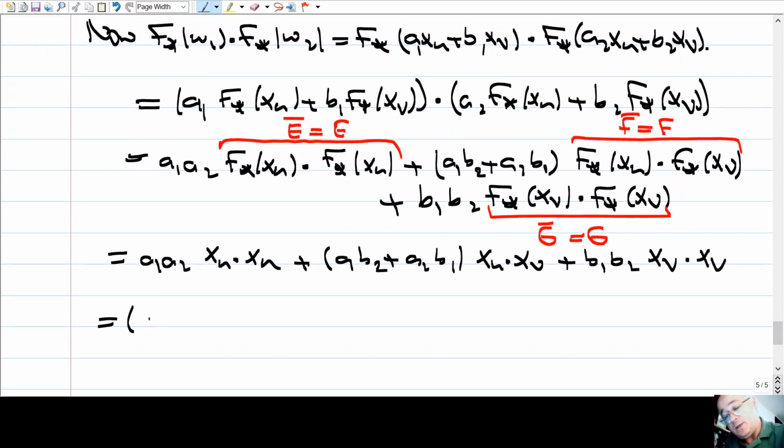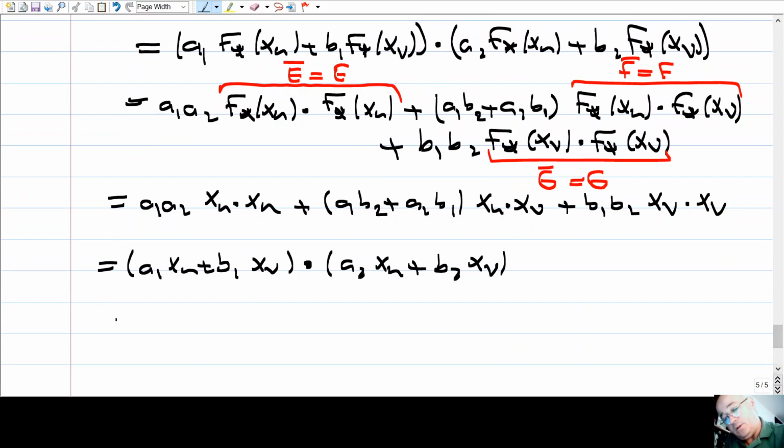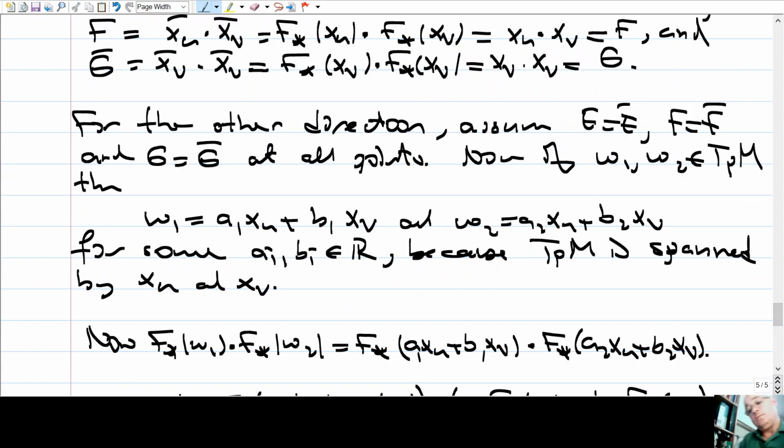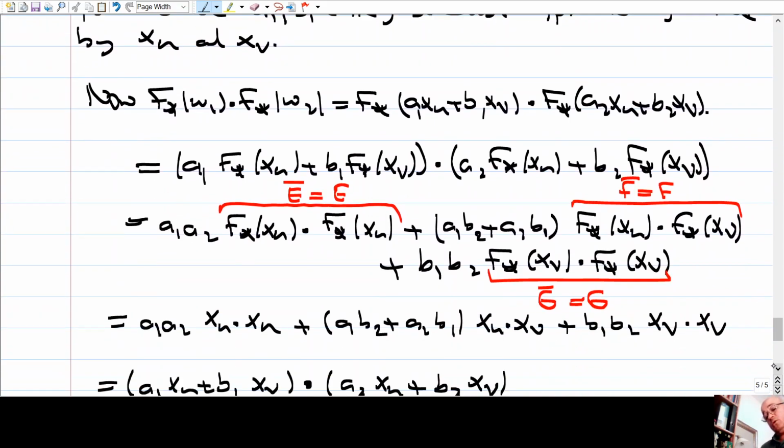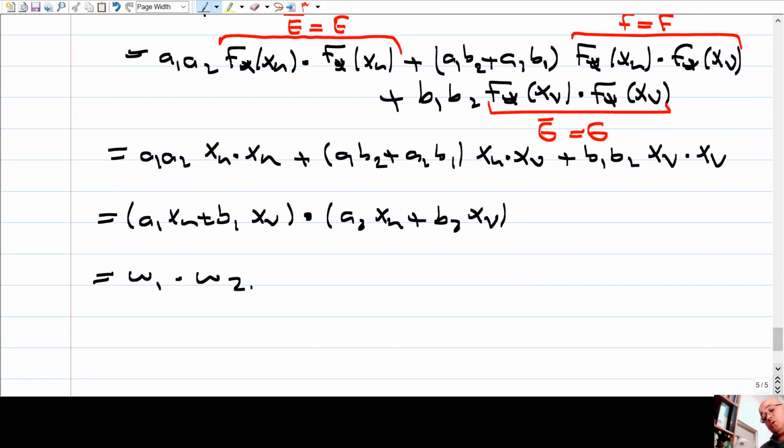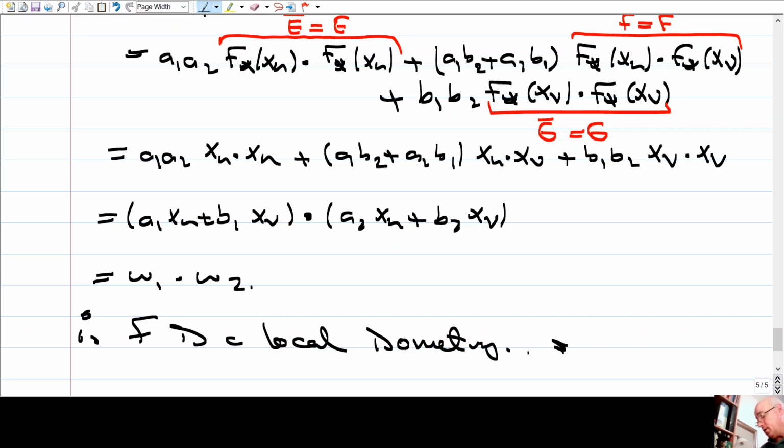But this is just a1 x sub u plus b1 x sub v, dot product a2 x sub u plus b2 x sub v, which is just W1 dot W2. So f star W1 inner product f star W2 is equal to W1 inner product W2. It follows that f is a local isometry. Okay.